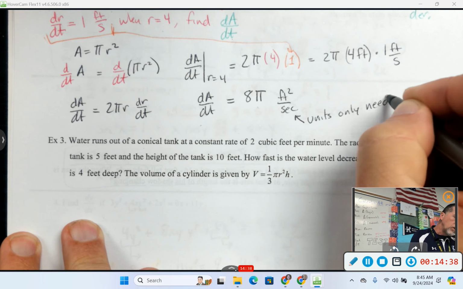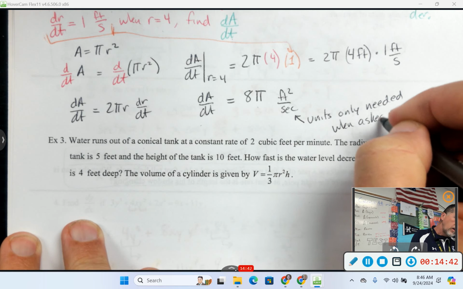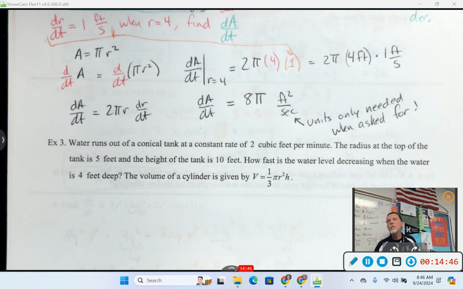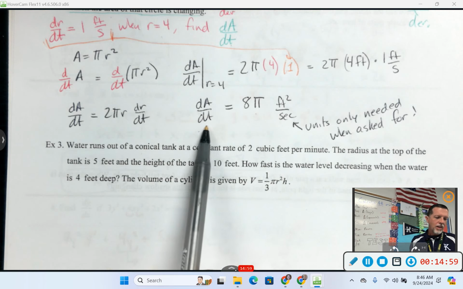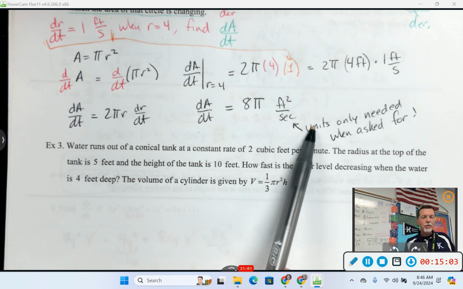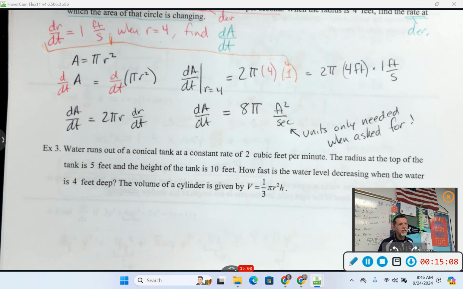Units are only needed when asked for. That goes for the AP test as well. And that also means when they do ask for them, there is a point assigned to them. So even if you can't figure out anything else, if you just put dA/dt equals, make something up, and put feet squared per second, you would get 1 point for that because at least you understood what the unit should be.